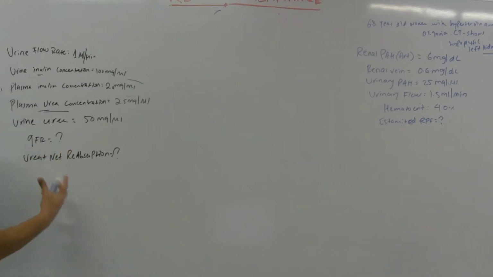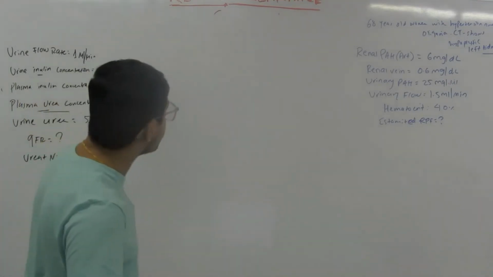Whenever we see this, we always have to remember that we usually use inulin as the gold standard to measure GFR, right? So we have to figure out GFR first. And remember, what is our equation? Let's write it down in red.